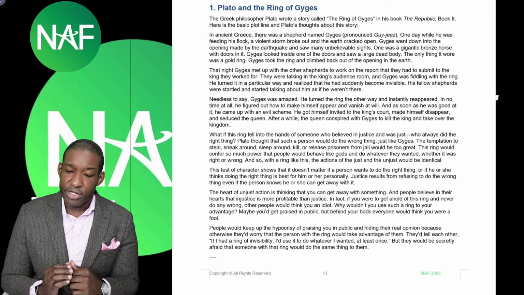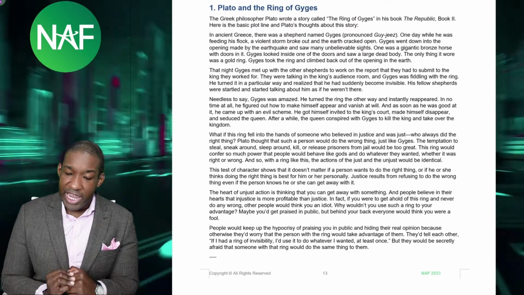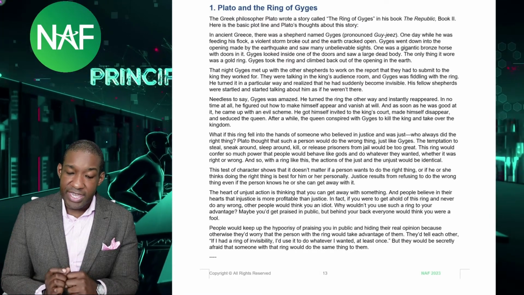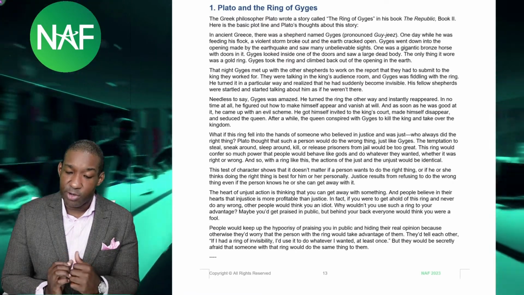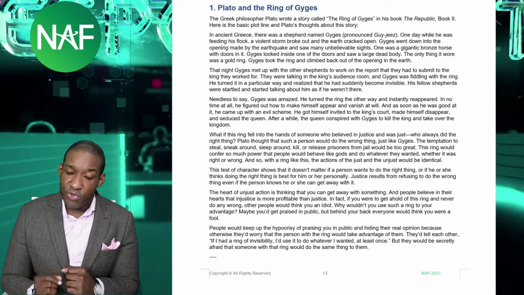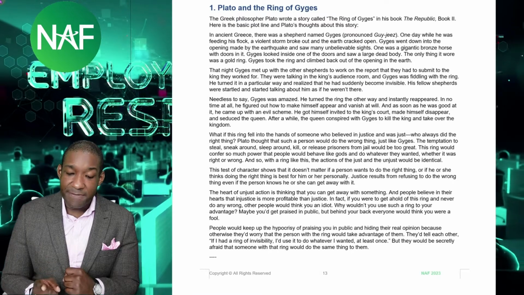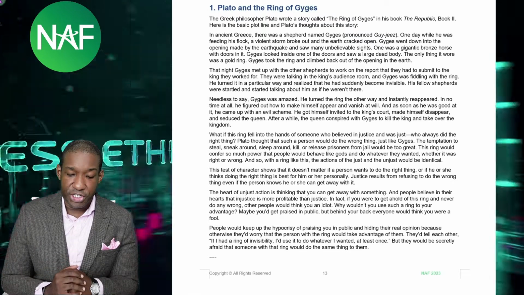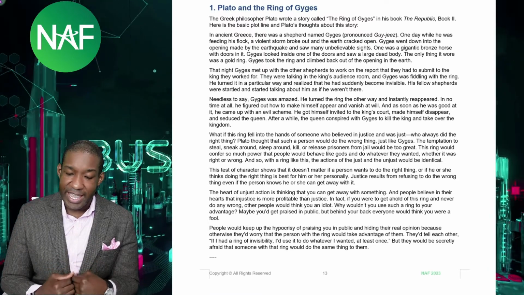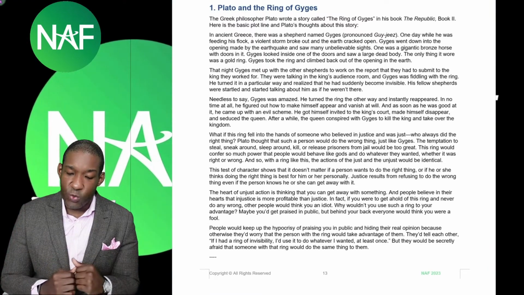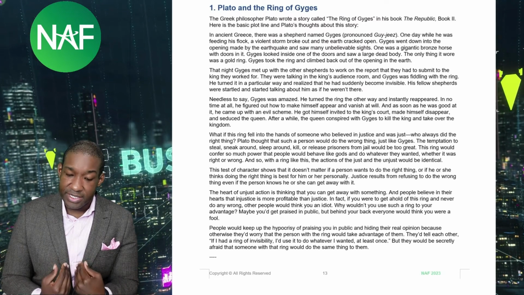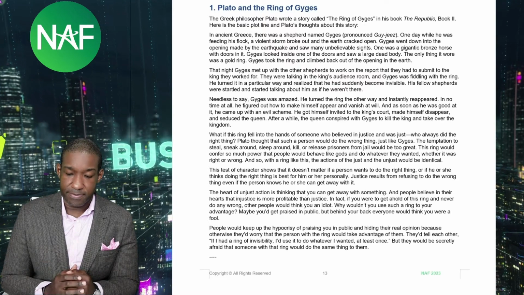This test of character shows that it doesn't matter if a person wants to do the right thing, or if he or she thinks doing the right thing is best for him or her personally. Justice results from refusing to do the wrong thing, even if the person knows he or she can get away with it. The heart of unjust action is thinking that you can get away with something.